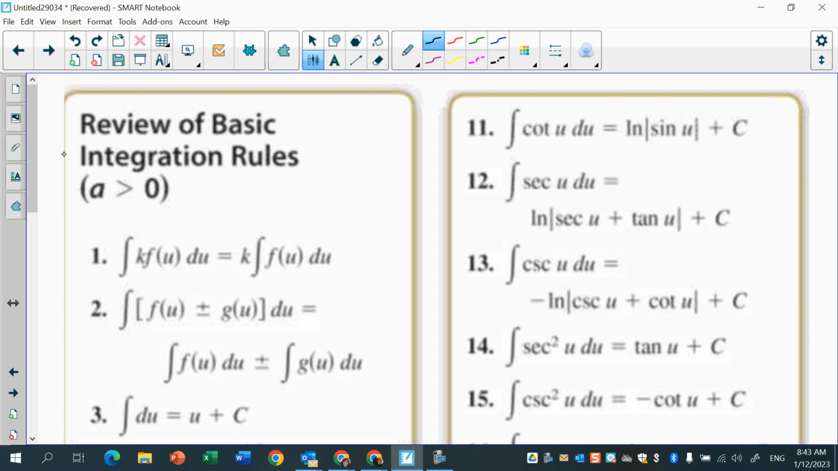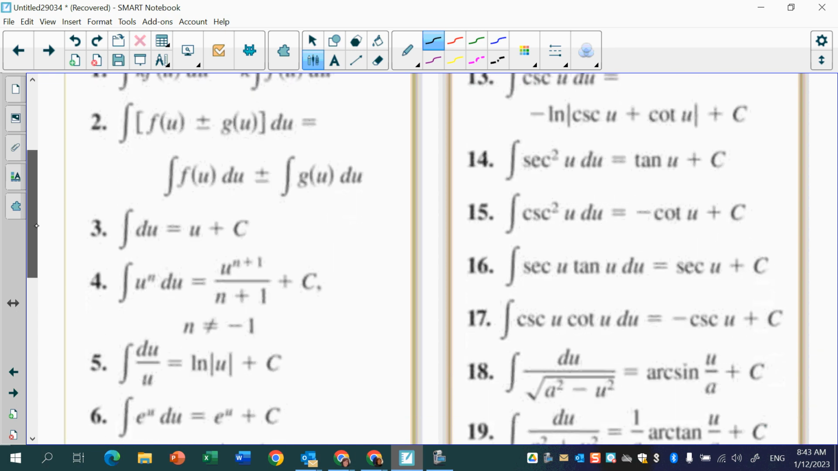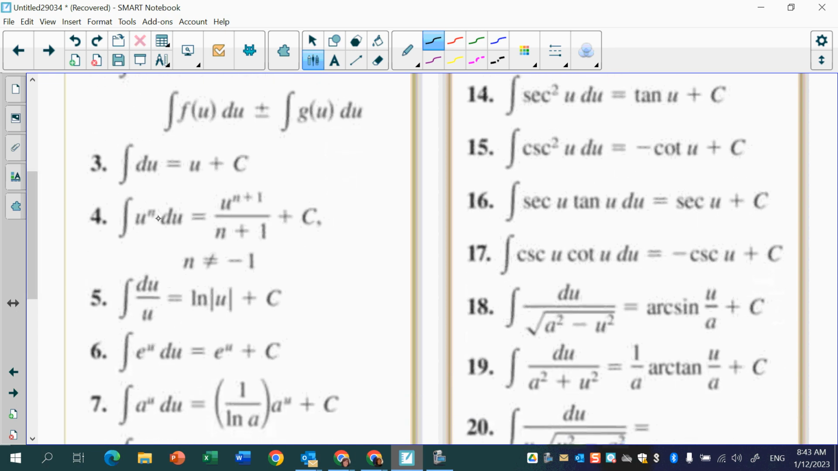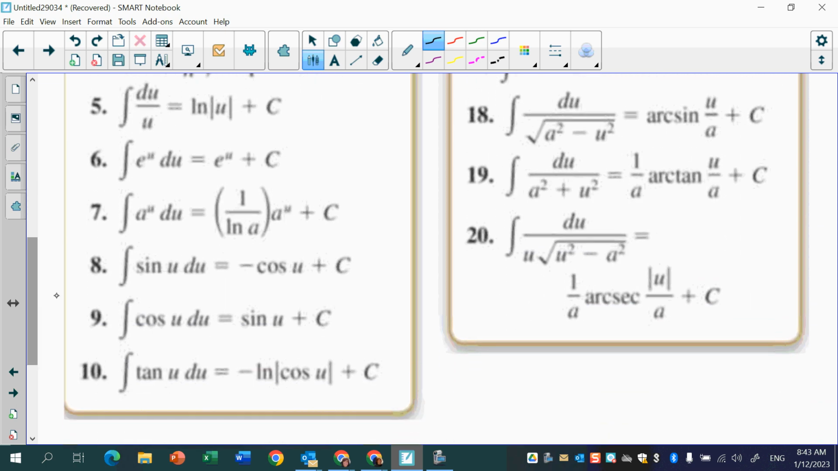So a reminder of what these are. You know all these rules already, right? Integration, you can take a constant outside. You can separate them. Integration of du is just u. Integration of u to the n is u to the n plus 1 over n plus 1. Du over u is natural log of absolute value of u. e to the u du is e to the u. This is one that some of you forget. Right here, a to the u du is 1 over natural log of a times a to the u. And integration of sine is negative cosine. Integration of cosine is positive sine, sorry.